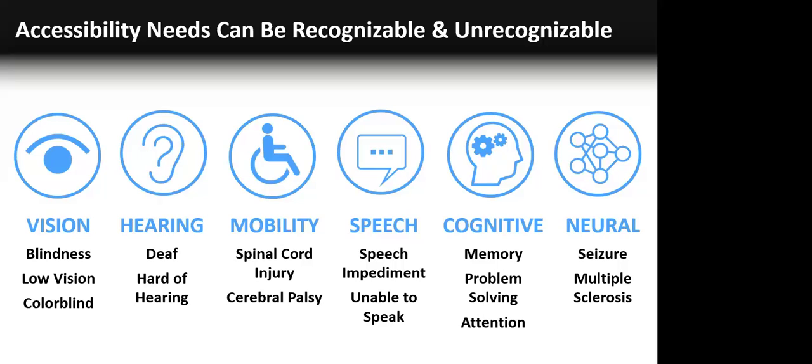And it's also important to keep in mind that people can have combinations of these disabilities. And sometimes you know someone has a disability, it's recognizable, and other times it's not. You may not even know. And I've noticed myself, for example, I'm starting to hit the combination of some of these accessibility needs.